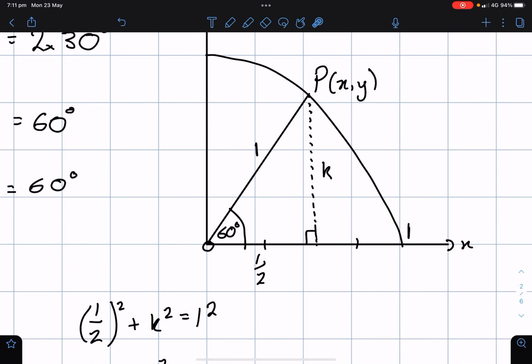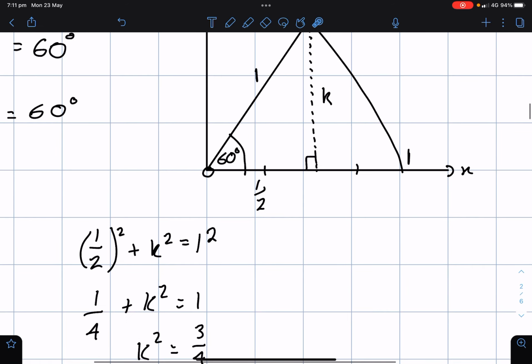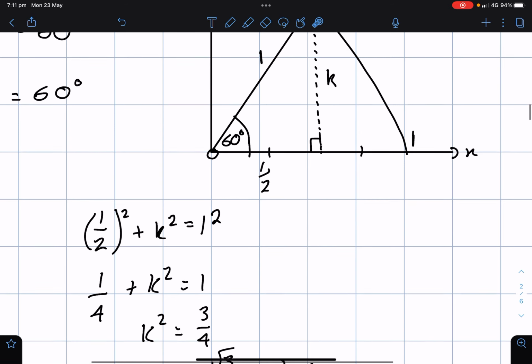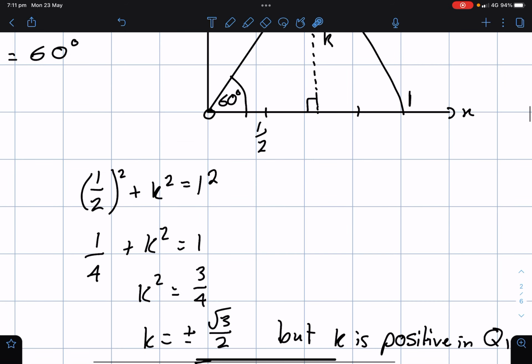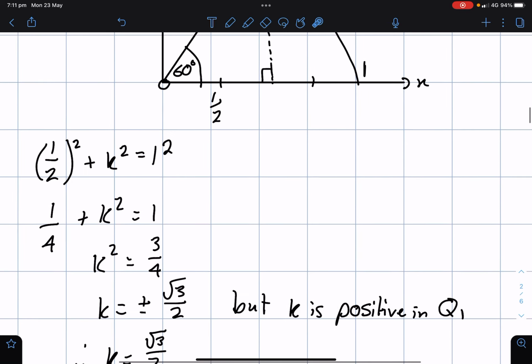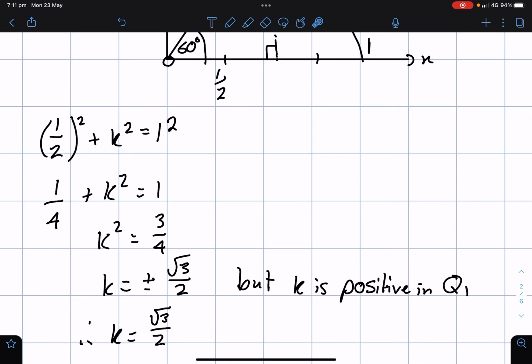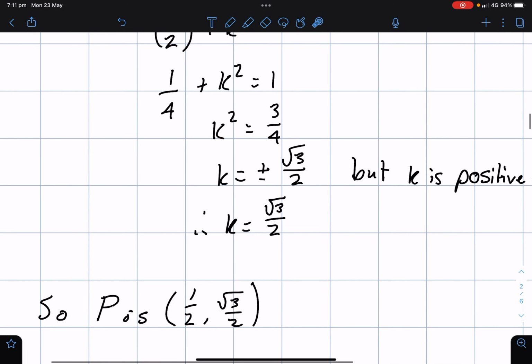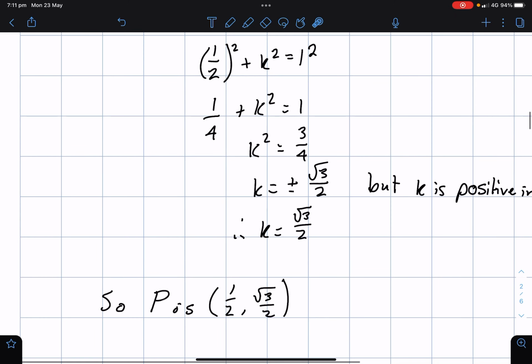So we've got our a squared plus b squared equals c squared. Solving through for k, k squared equals 3 on 4. That means k equals plus or minus root 3 on 2. But because at the moment we're looking in the first quadrant, k is positive, so k is root 3 on 2. So that means P actually has the coordinates a half and root 3 on 2.